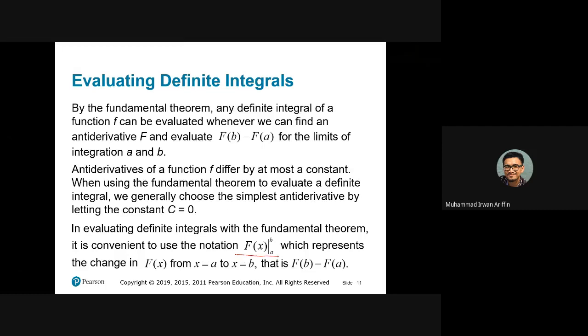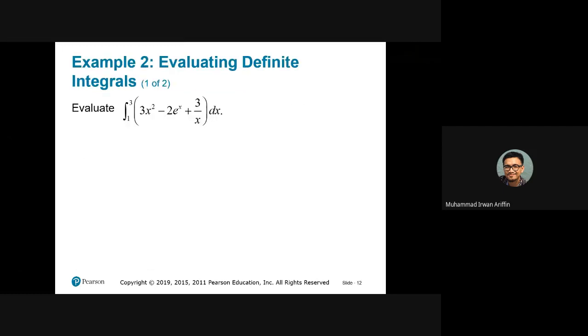When we evaluate the definite integral using this fundamental theorem, it is convenient to use this notation. We have the antiderivative, big F, and then put a vertical line here and put the lower limit a at the bottom and the upper limit b on top, which represents the change in the antiderivative from a to b. This says the antiderivative evaluated at the upper limit, subtracted by the antiderivative evaluated at the lower limit. Okay, so if we have this example, step number 1 would be to find the antiderivative. So how do we find the antiderivative?